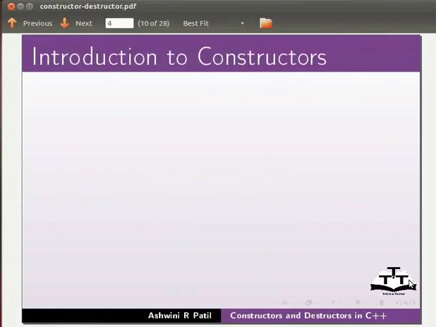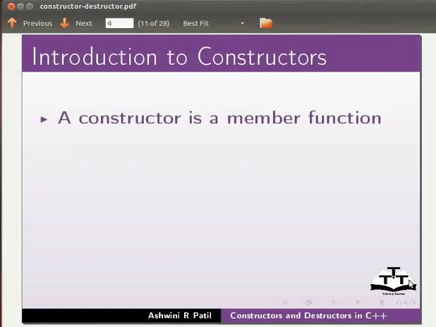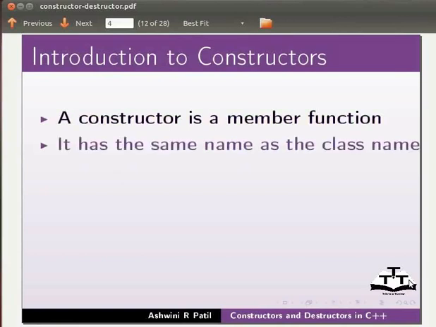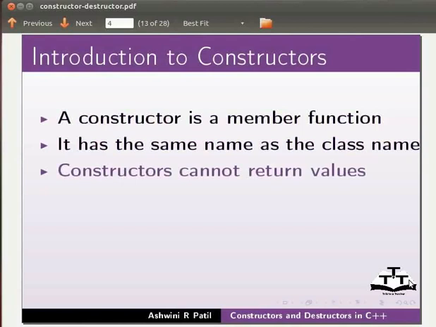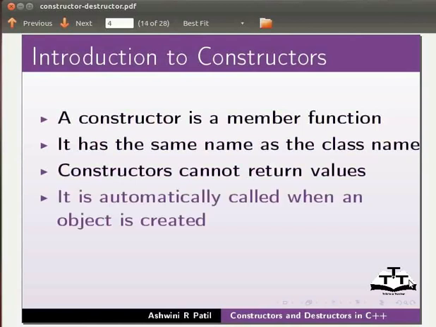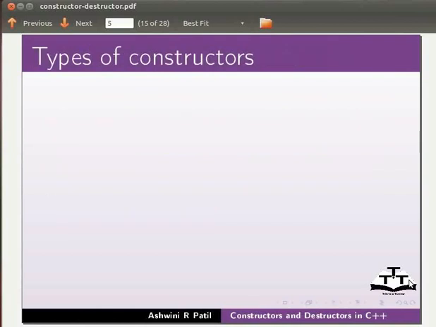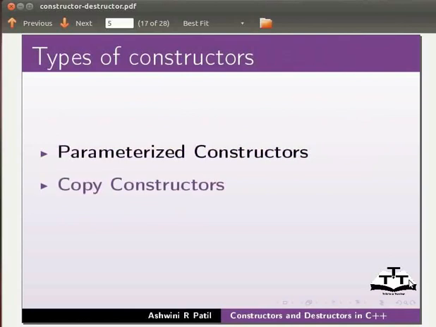Let us start with an introduction to constructors. A constructor is a member function. It has the same name as the class name. Constructors cannot return values. It is automatically called when an object is created. Types of constructors: parameterized constructors, copy constructors, and default constructors.